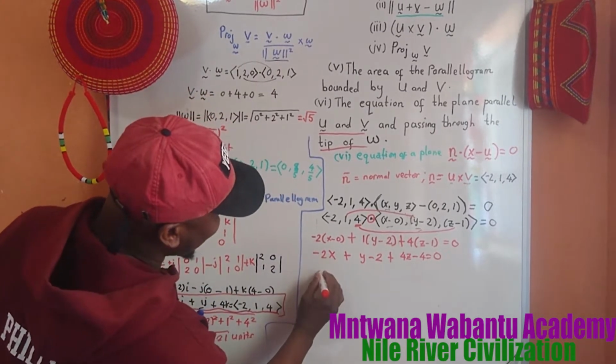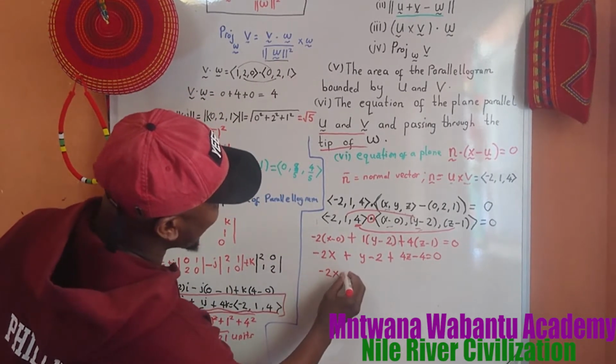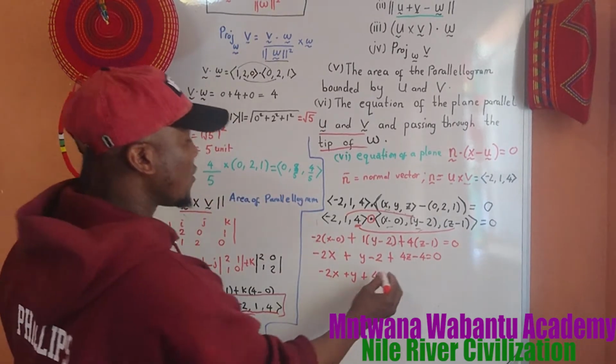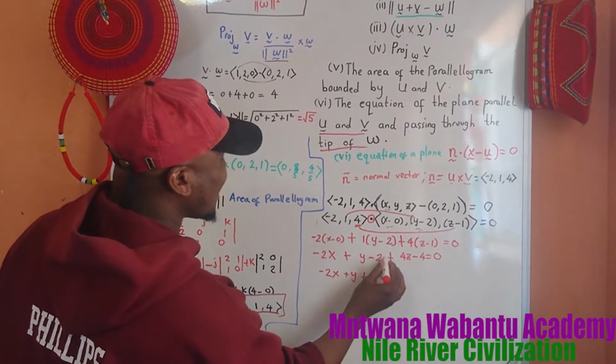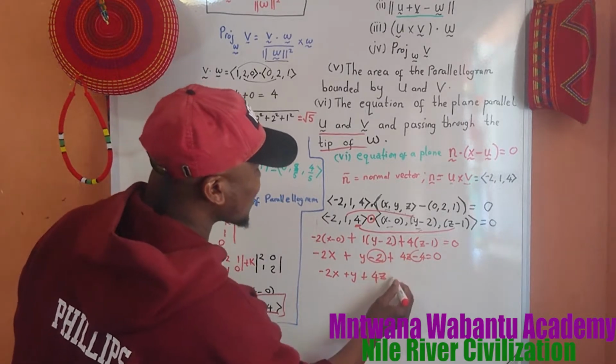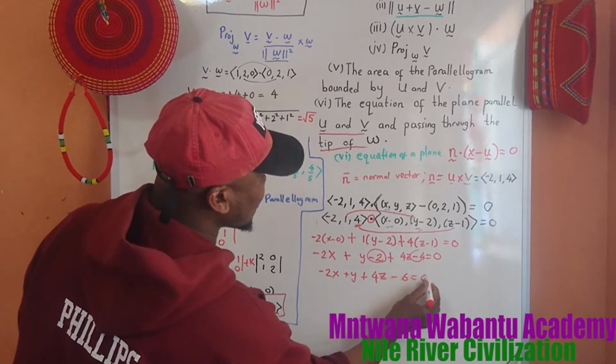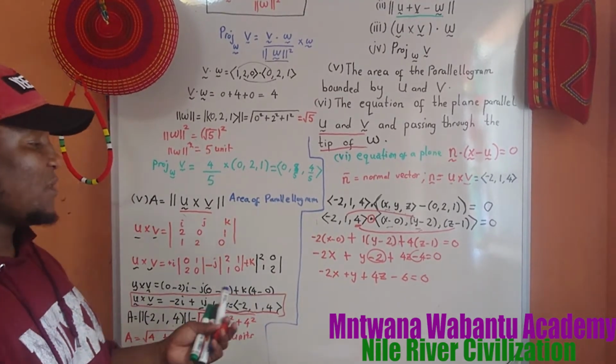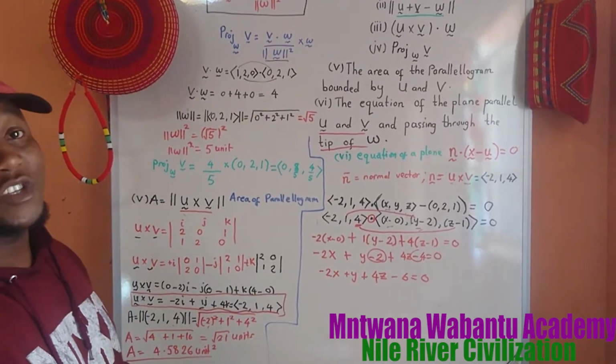So it's going to be -2x, plus y, plus 4z. Now for the numbers, we have -2 and -4, which gives us -6. So we finished, guys. If you want to simplify further you can, but that's the final answer, and this is the equation of the plane.